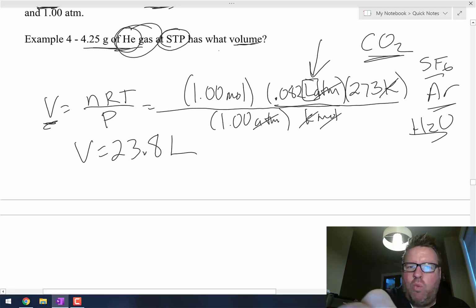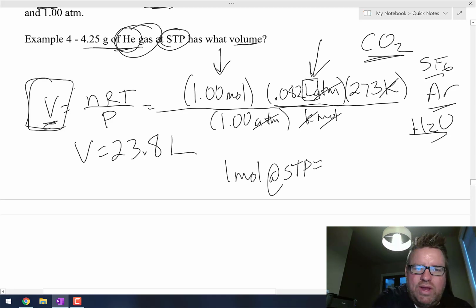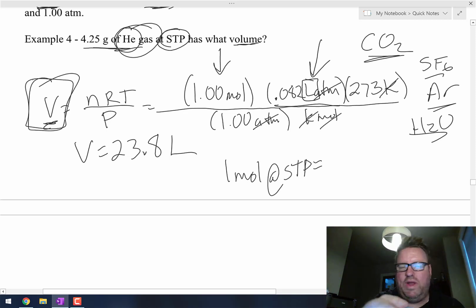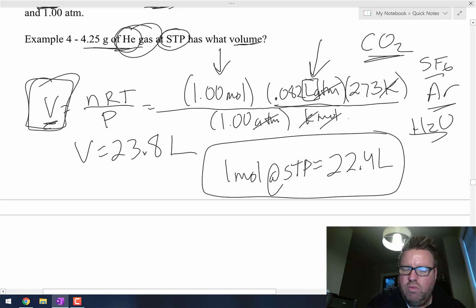So if I have 1 mole of any gas at STP, it's always going to have the same volume. Okay, well, what is the volume? Well, put the numbers in. 1.00 times 0.082 times 273 divided by 1 equals 22.4 liters.